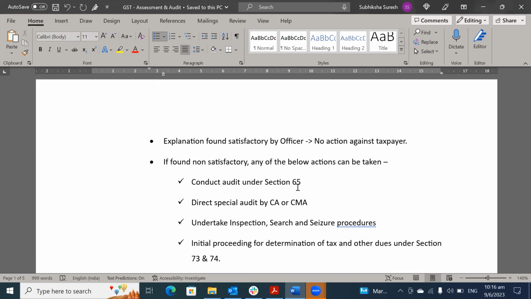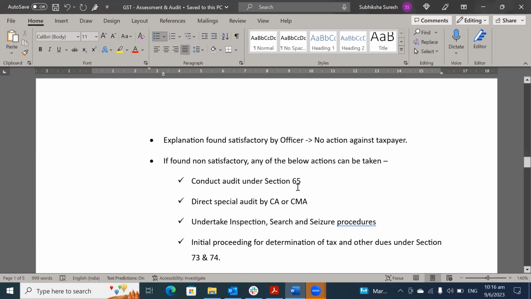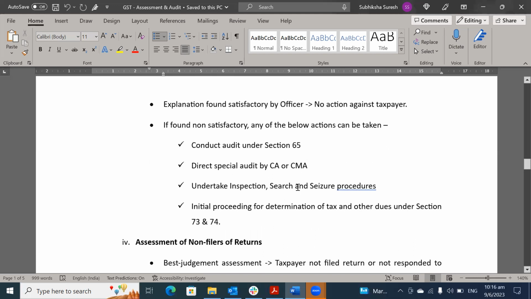If not, the registered taxable person has to give an explanation to the proper officer regarding the claim made. If the proper officer is satisfied by the explanation, he will take no action against the taxpayer. If the explanation is not satisfactory, the proper officer has the authority to conduct an audit under Section 65, or to direct a special audit by a CA or CMA, or he can undertake inspection, search and seizure procedures, or can initiate proceedings under Section 73 and 74.